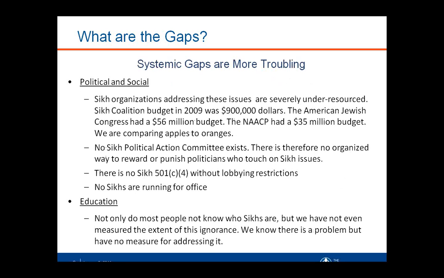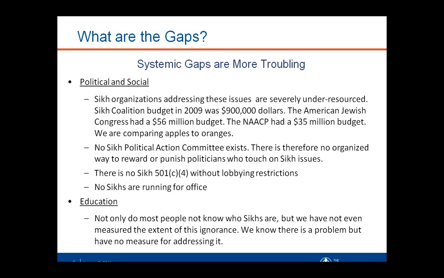But let me say this. What I just went over were the legal gaps. I would say that the systemic gaps, what we don't have as a community, what we haven't built as a Sikh community, are even more troubling. Because I think unless we address these systemic gaps, we will never get to these issues in the legal system and the policy system that make it difficult to be a Sikh. And what are the systemic gaps? One, I would argue, based on experience, that the Sikh organizations that are out there working on these issues are severely underfunded.